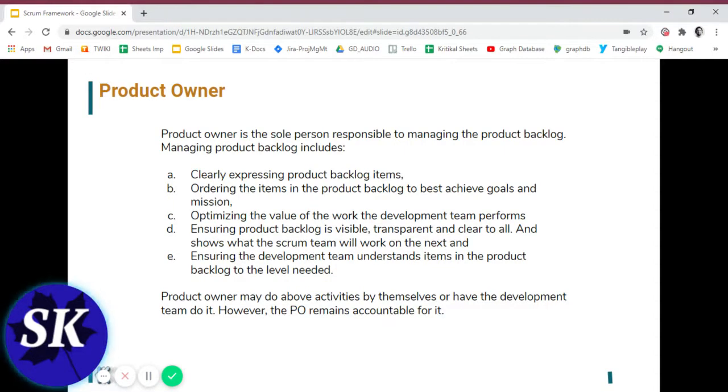Also to be noted that the product owner is not a committee; it's a singular person, right, who is responsible for it. However, they may represent the desires of a committee in the product backlog. But those wanting to change a product backlog item's priority must address the product owner.